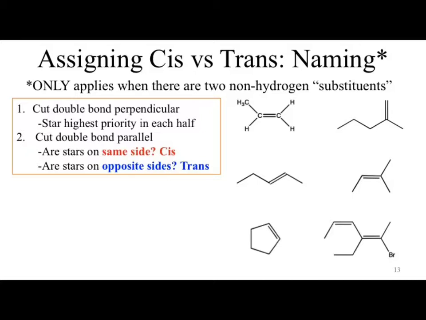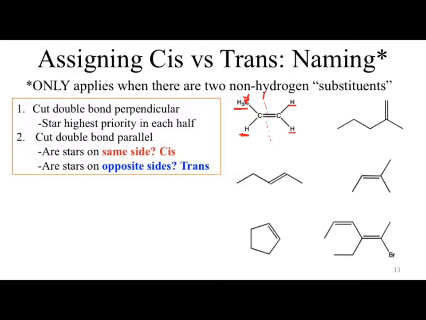So let's go through and look at this first case. Let's go perpendicular first. Let's compare carbon to hydrogen. Carbon has a higher priority, higher atomic number, so we can star that side. Let's move to the other side. Hydrogen versus hydrogen. They're the same. Can we star anything? No. So can we look at cis and trans? No. So this structure we could name without the cis and trans name. We don't have to continue on to step 2.